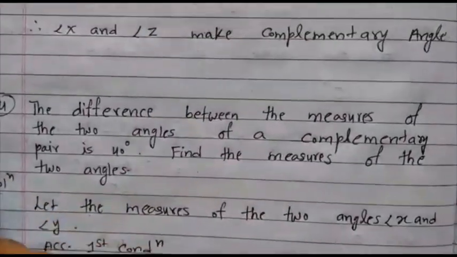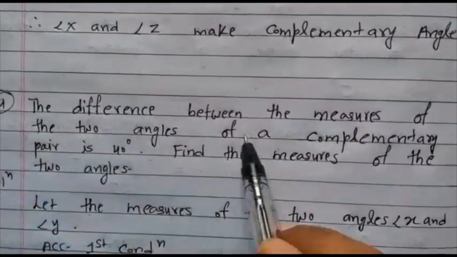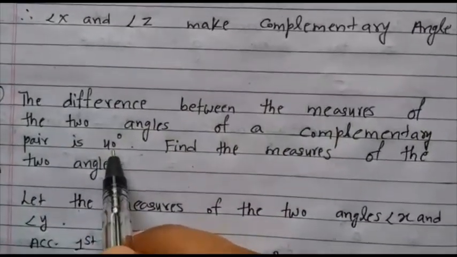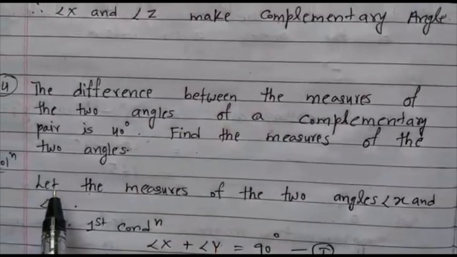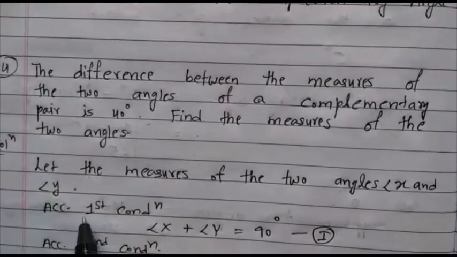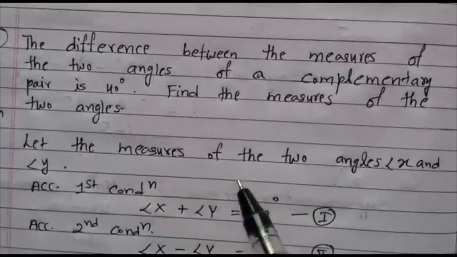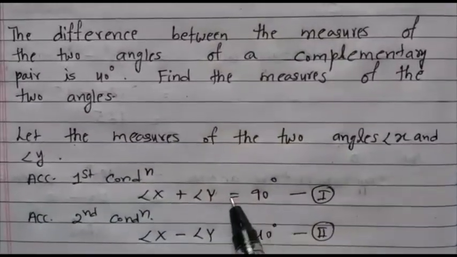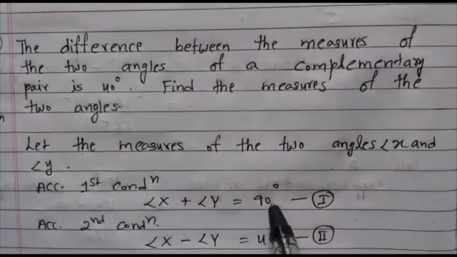Now come to the question number 4. See, read the question properly and make the equation. The difference between the measures of the two angles of a complementary pair is 40 degrees. Find the measures of the two angles. First, what to do? Write, let the measures of the two angles be angle X and angle Y. According to the first condition, we already know what a complementary angle is. The sum of the two angles is what? 90 degrees. So according to the first condition, write angle X plus angle Y is equal to 90 degrees.